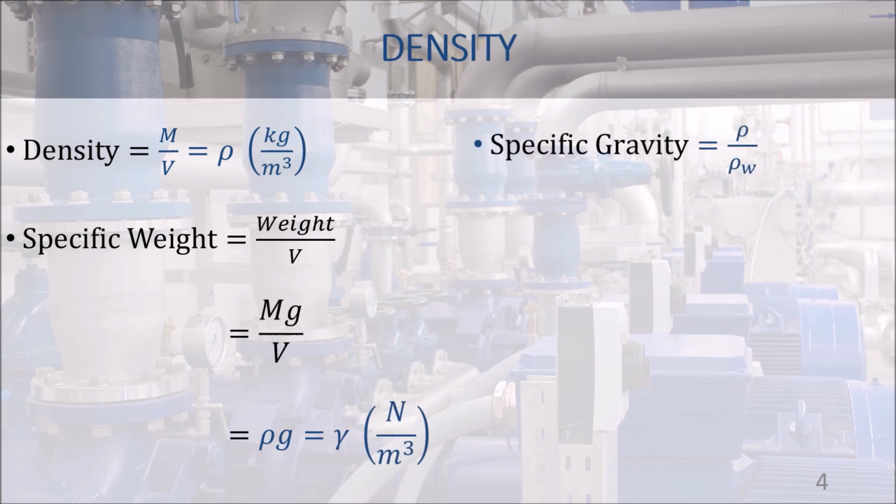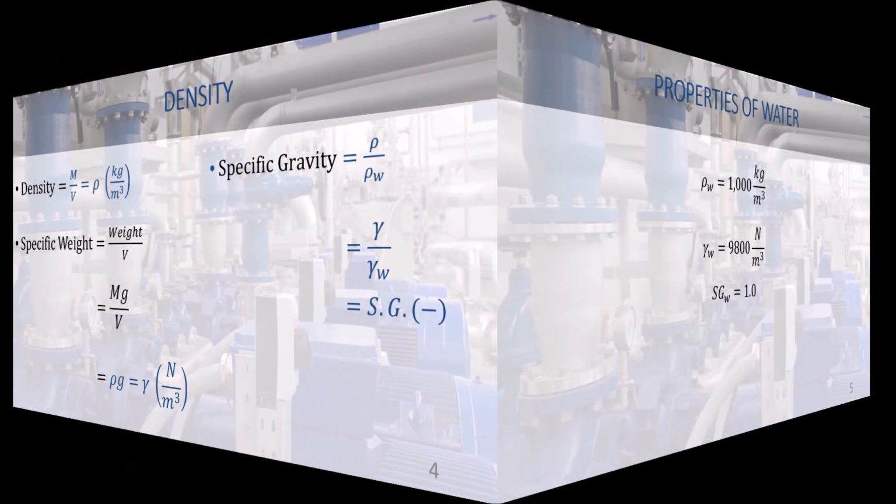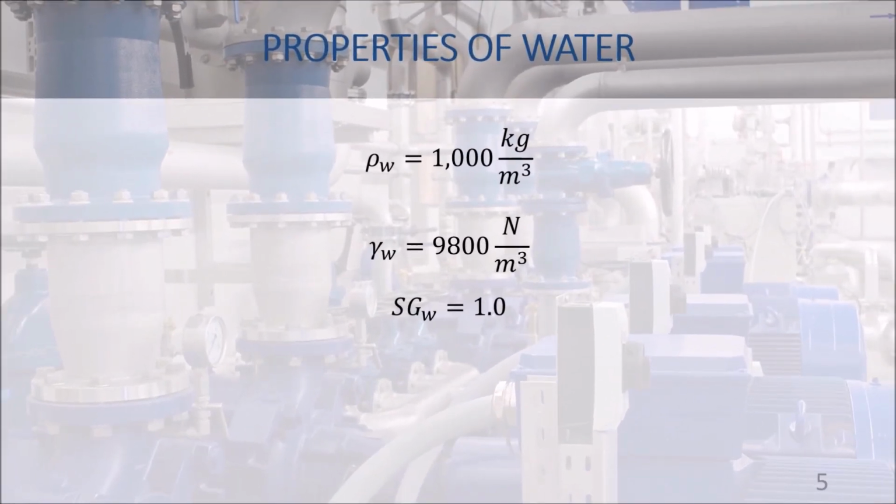Finally, the specific gravity is the density of the liquid relative to the density of water. It is unitless and hence it attains the same value in American units and SI units. It is always useful to keep in mind the properties of the most common liquid, namely water. The density is 1000 kilograms per meter cube and the specific weight is 9800 newtons per meter cube.